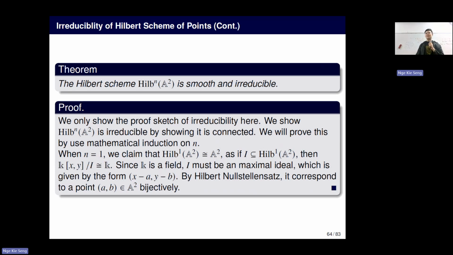And in the proof sketch, we use mathematical induction to prove this statement. When n equals 1, we already showed that the Hilbert scheme of 1 point of A2 is bijective to A2, because any ideal in the Hilbert scheme of one point in A2 must be a maximal ideal, which is given by the form (x minus a, y minus b), and by Hilbert's Nullstellensatz, it corresponds bijectively to a point (a, b) in A2.